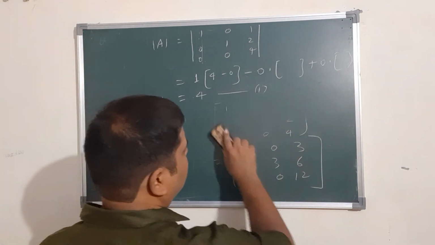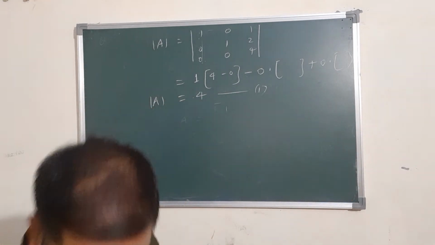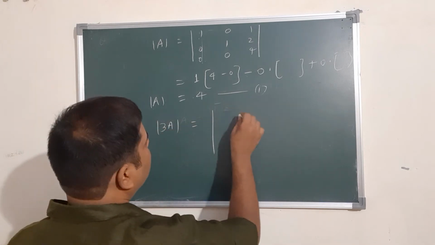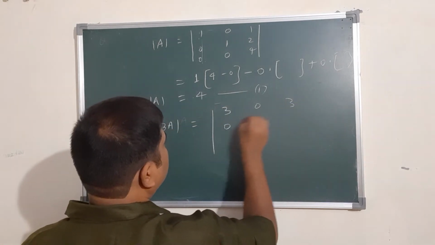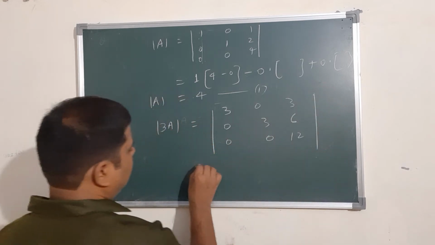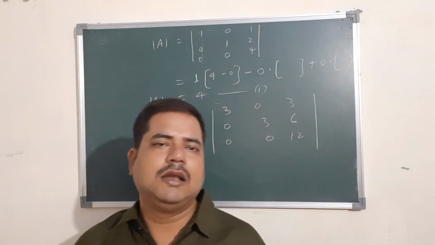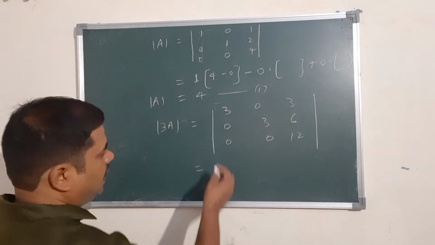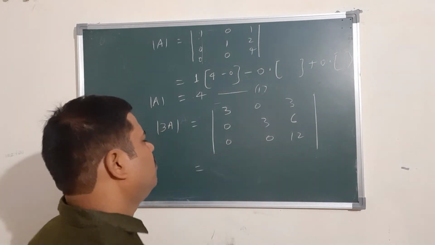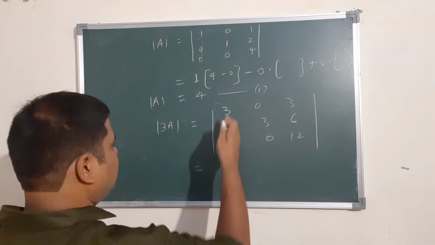This is equation number 1. Now we will find determinant of 3A, which is the determinant of 3, 0, 3, 0, 3, 6, 0, 0, 12. Again we expand from that particular row or column which contains the maximum number of zeros. This column, or this particular row, has the maximum number of zeros, so from this row or this column you have to expand it.